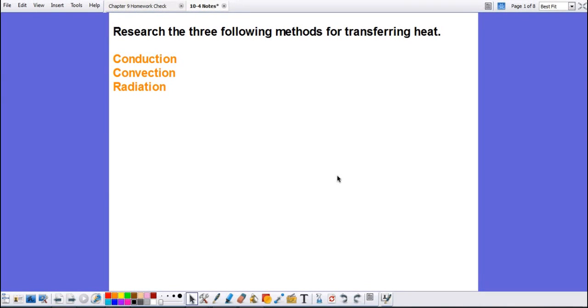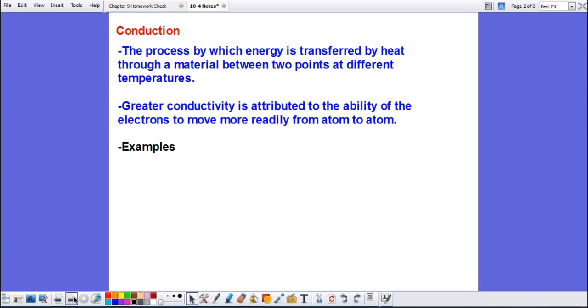In this lesson, we're going to talk about the three methods for transferring heat, which are conduction, convection, and radiation. First, we're going to talk about conduction. Conduction is the process by which energy is transferred by heat through a material between 2 points at different temperatures.